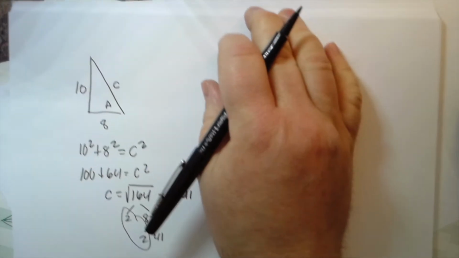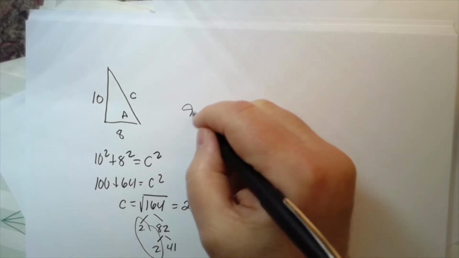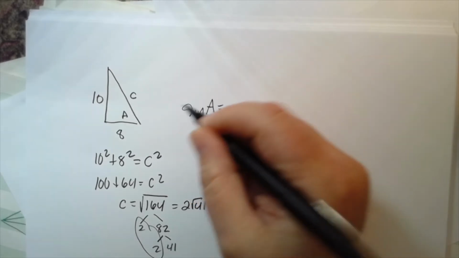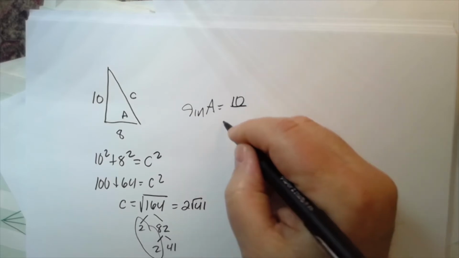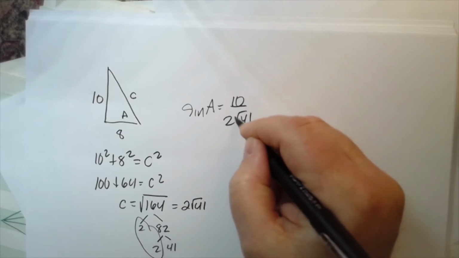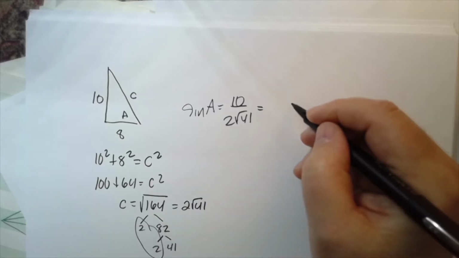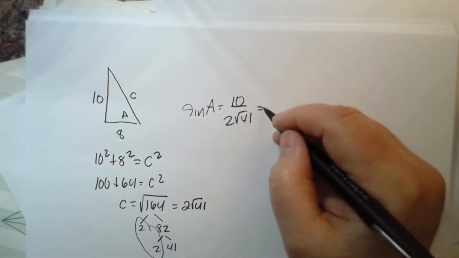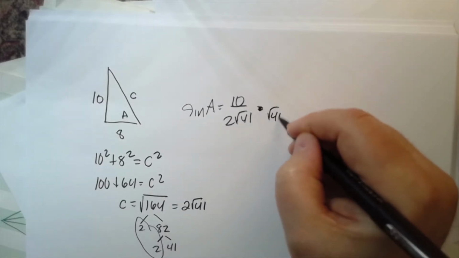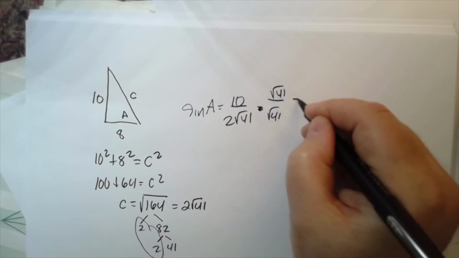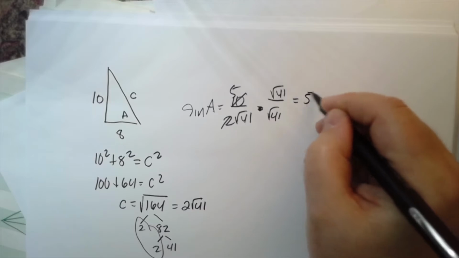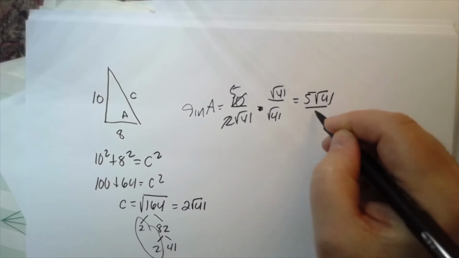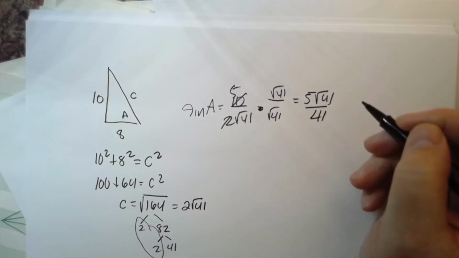So if we're going to write down the trig functions, right, sine of A is opposite over adjacent, like this. And then if you want to rationalize the denominator by multiplying the top and bottom by the square root of 41, right? So this would give you, let's see, that goes in there 5 times. So this would be 5 square root of 41 over 41.